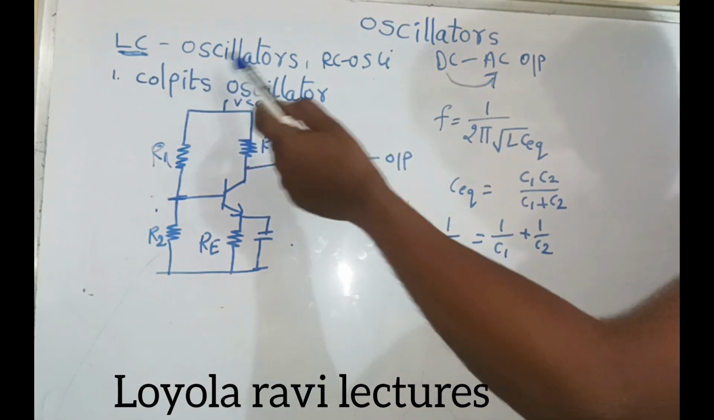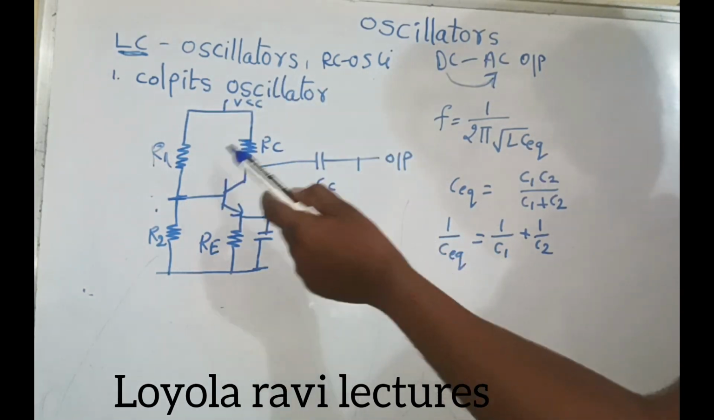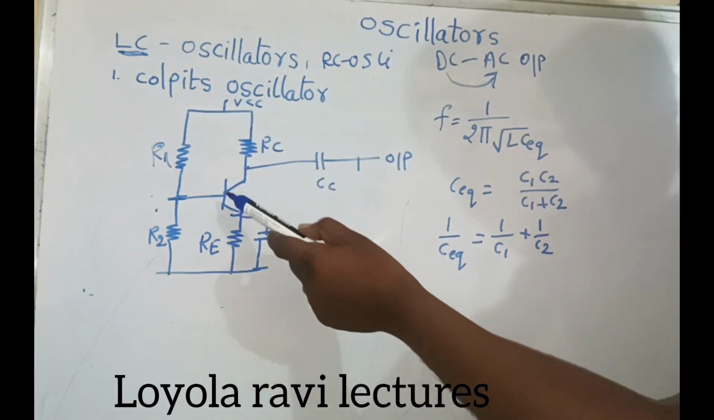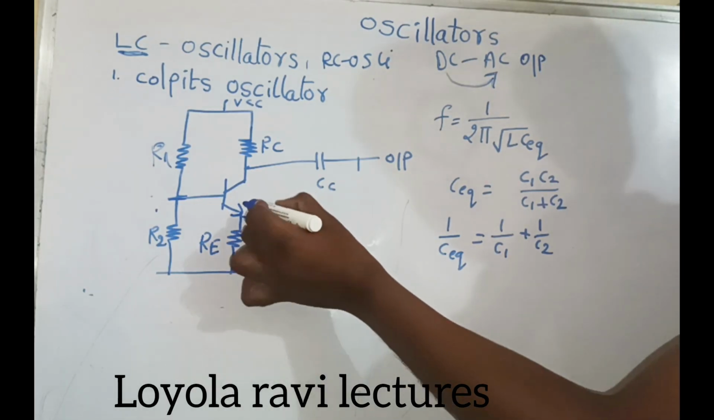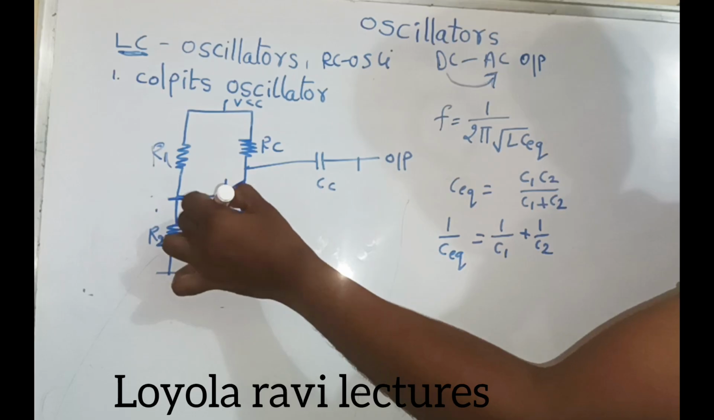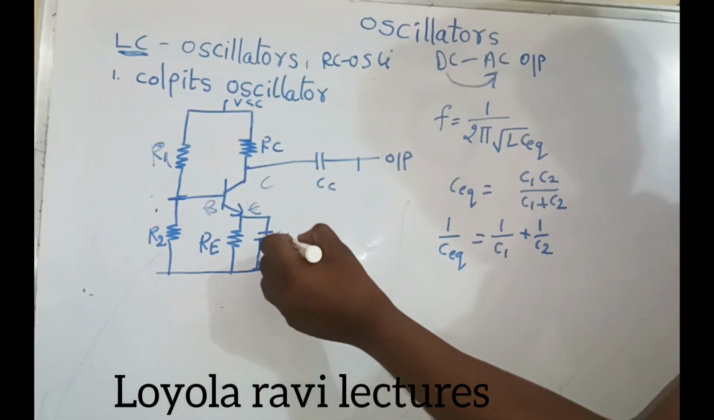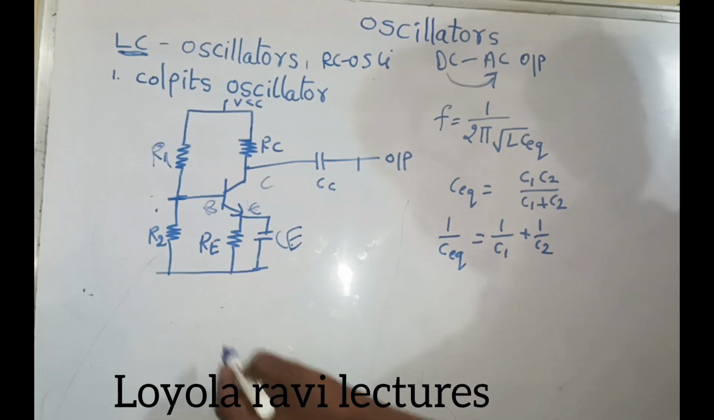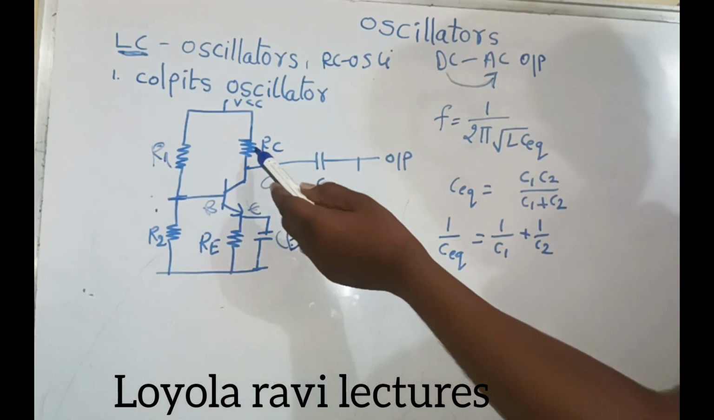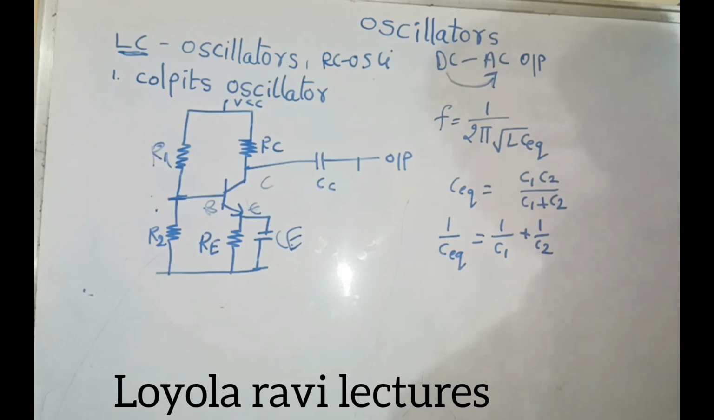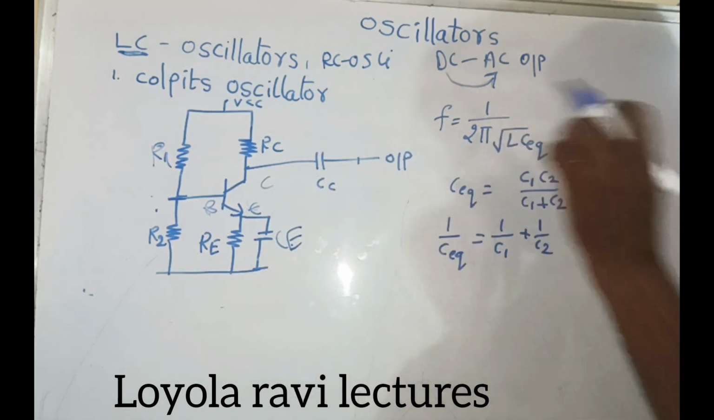Today we will discuss LC oscillators. The first one is the Colpitts oscillator. This is the CE configuration: an NPN transistor in CE configuration. This is the emitter, this is the base, and this is the collector. At the emitter we have RE and capacitance CE. Similarly, we have biasing resistors R1, R2, collector resistance RC, and here the coupling capacitance CC, or output capacitance, where we will collect the output.